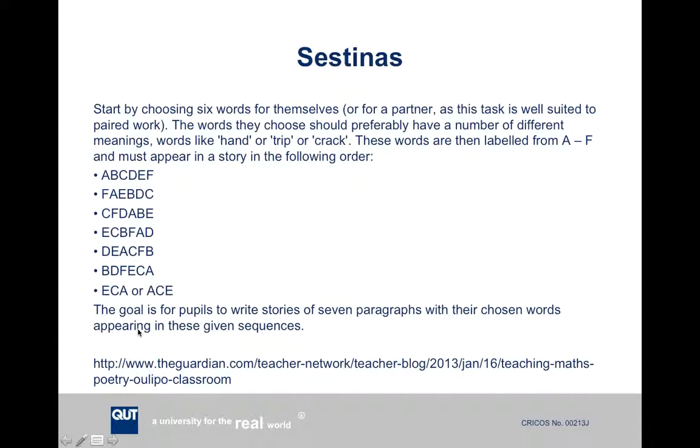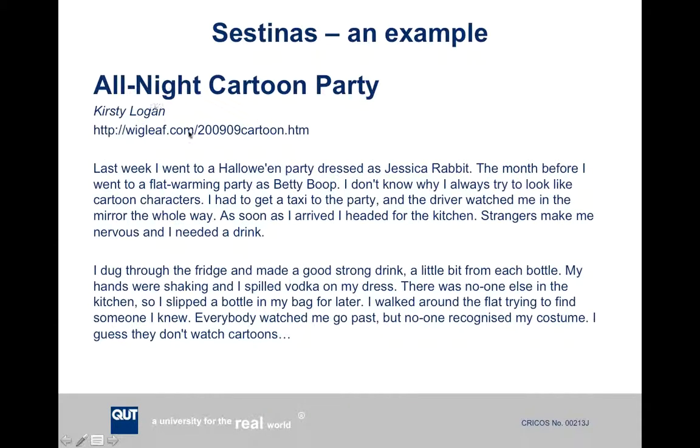There is an example that you can look at here. This is just an extract of it. What you could do is then go back through a text and try and work out what the original words were based on what you're reading. So that's a numeracy strategy that you can use.